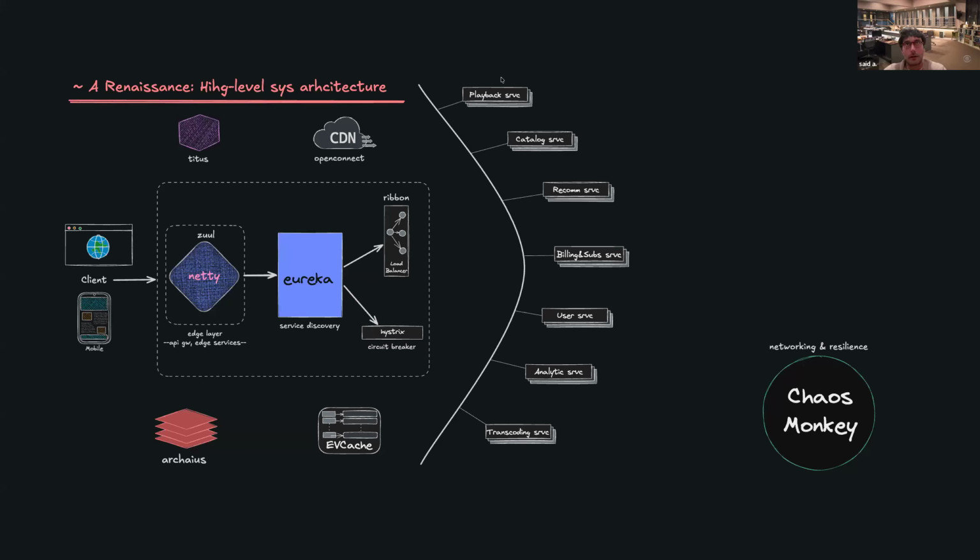And so here, 1, 2, 3, 4, 5, 6, 7. We have the core microservices. We have playback service, catalog service, recommendation service, billing, subscription, user service, analytics, and transcoding. So the core engine of this system is this guy right here, Eureka. This is a service discovery tool that Netflix engineers built.